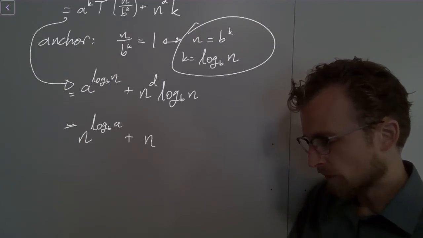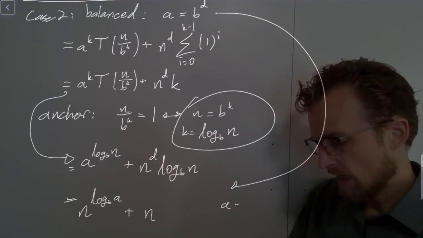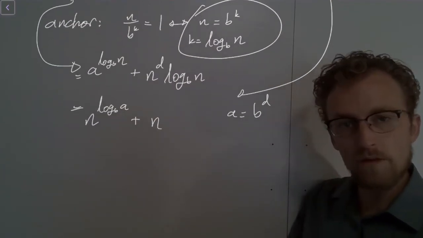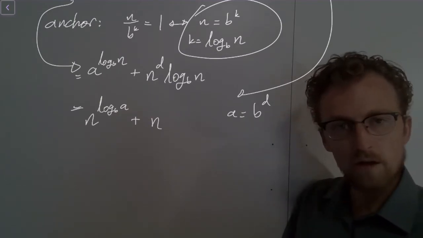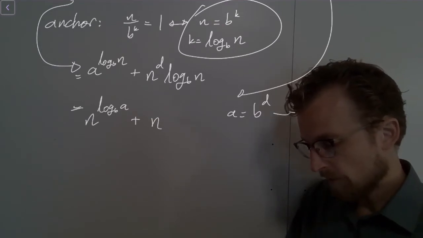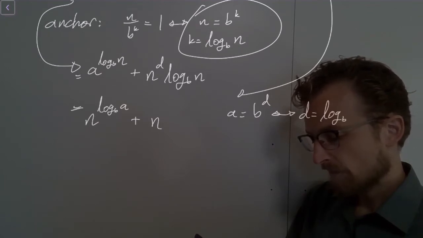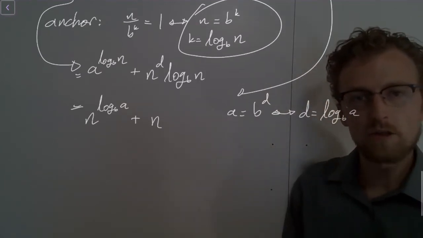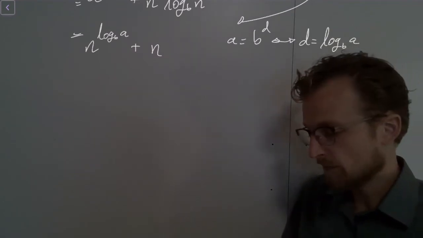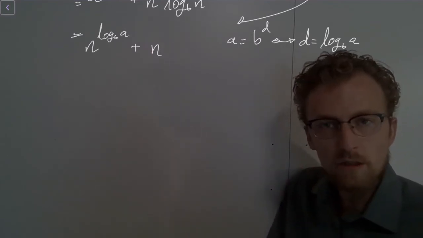So let's interpret d. So what do we know about d? Well, we know that a equals b to the d, and so if we want to solve this for d, we have to take some logs and things like that. And what do we end up with? Well, we end up with the fact that d equals log base b of a, right? And so you can tie this back to our original master theorem statement where we had the critical exponent written out explicitly, and you'll see that these two conclusions are the same.